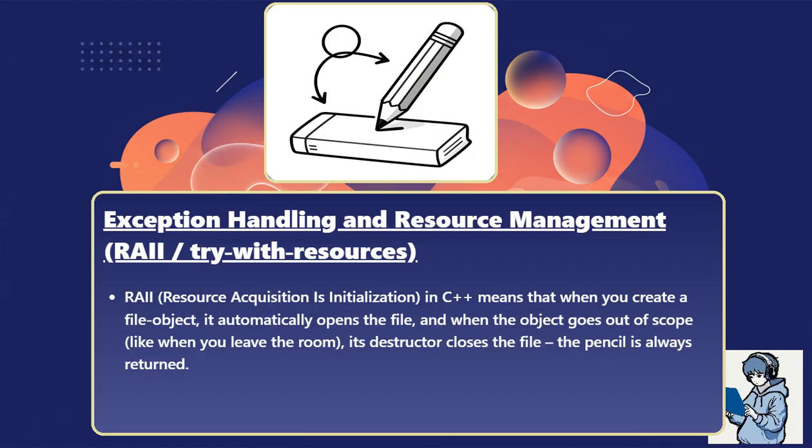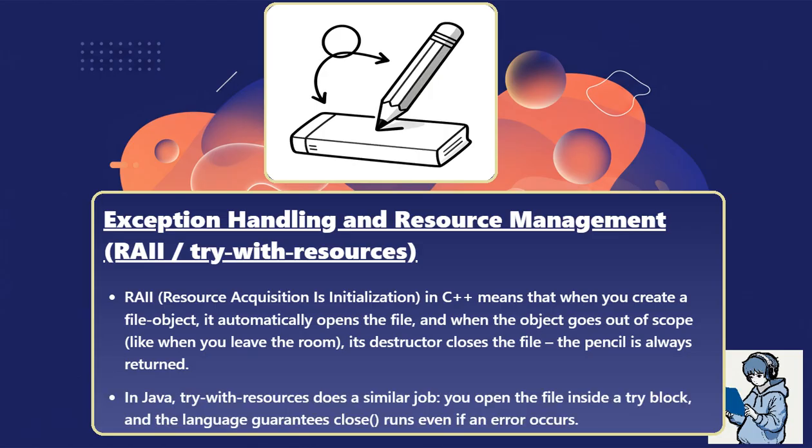RAII, resource acquisition is initialization, in C++ means that when you create a file object, it automatically opens the file. And when the object goes out of scope, like when you leave the room, its destructor closes the file, the pencil is always returned. In Java, try-with-resources does a similar job. You open the file inside a try block, and the language guarantees close runs even if an error occurs.